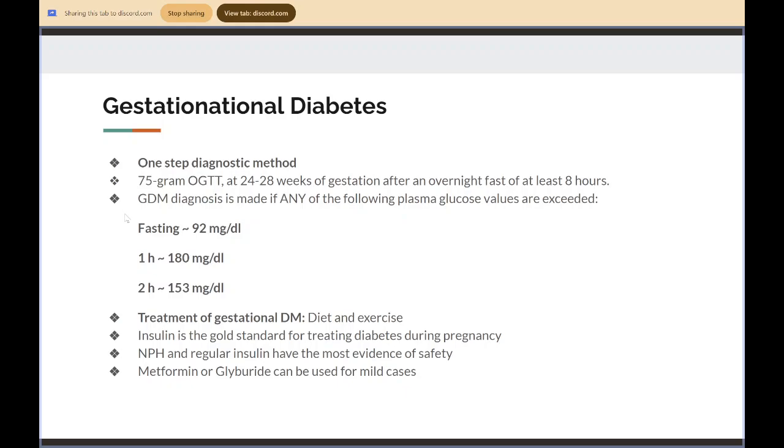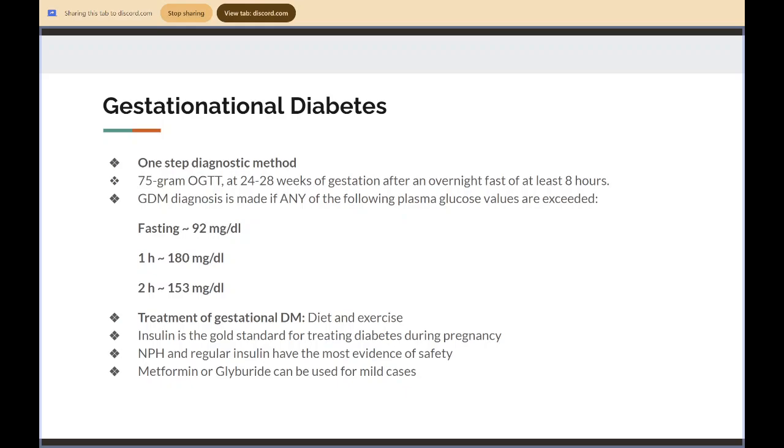The one-step diagnostic method, you do 75-gram oral glucose tolerance test at 24 to 28 weeks after an overnight fast of at least 8 hours. We can diagnose gestational diabetes if any of the plasma glucose values exceed 92 for fasting, 180 at 1 hour, and 153 at 2 hours. Excuse me. Treatment of gestational diabetes are going to be diet and exercise. Insulin is the gold standard.